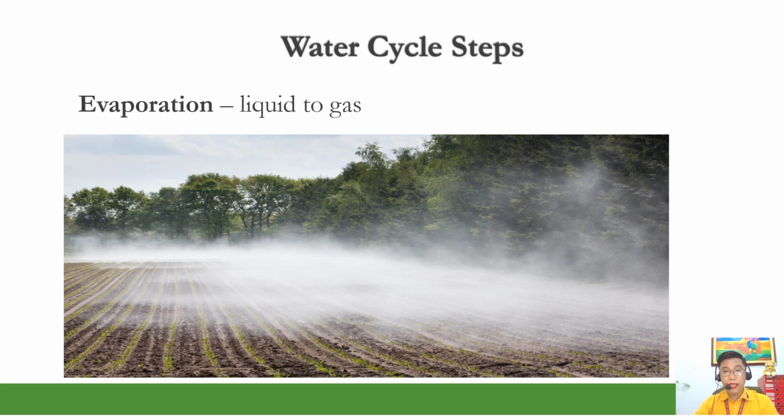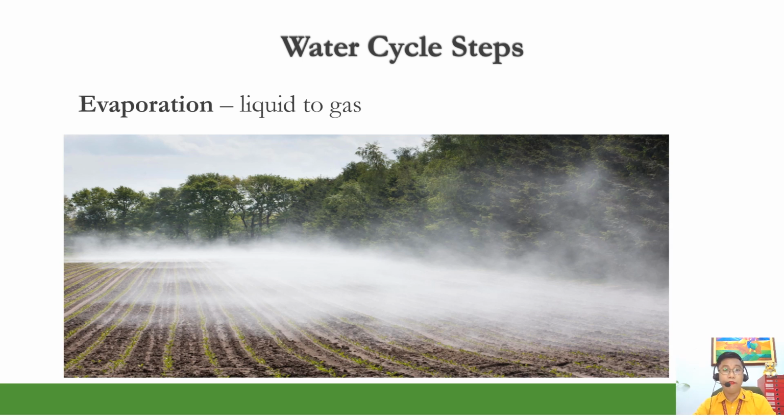So, in the water cycle, there are steps to follow. The first step in the water cycle is evaporation. Evaporation is the process wherein liquid turns to gas or vapor. Evaporation happens when a liquid turns into a gas.